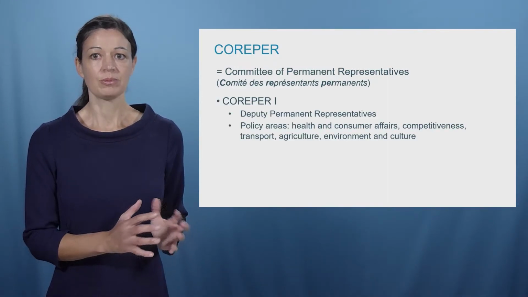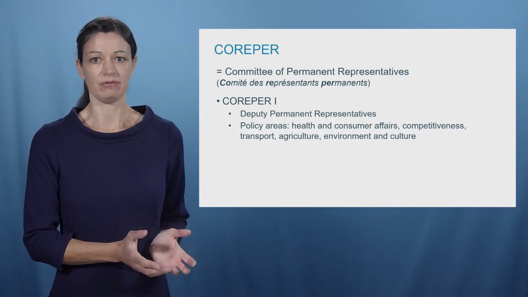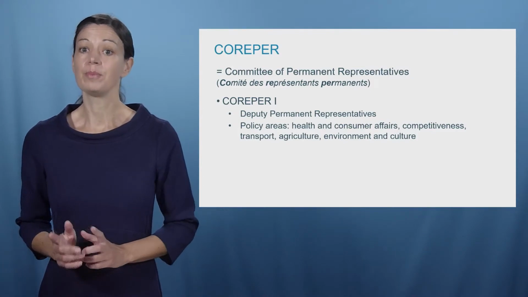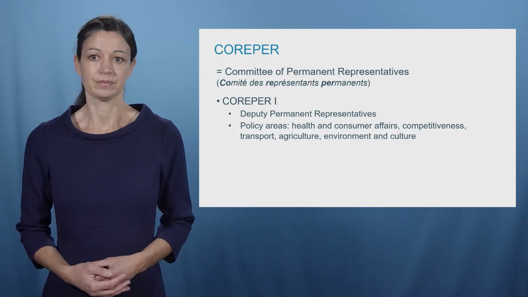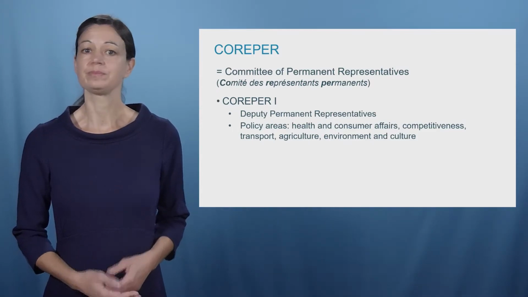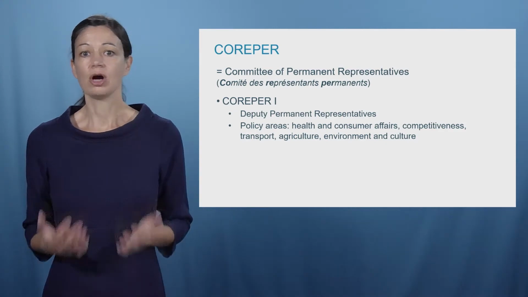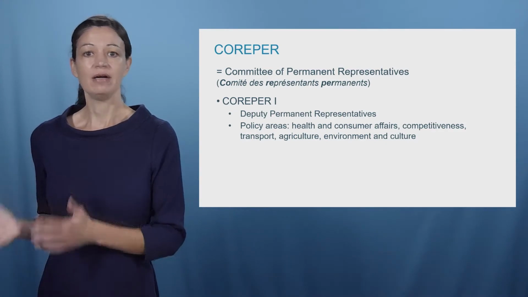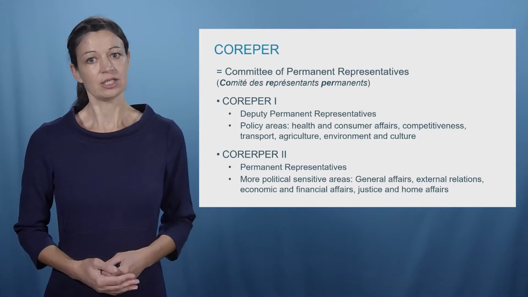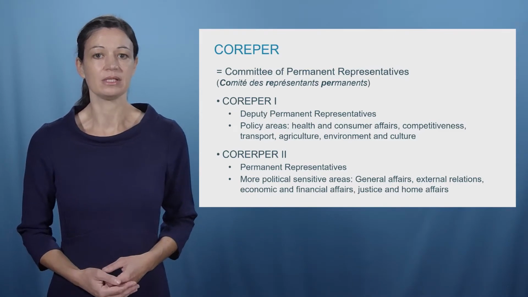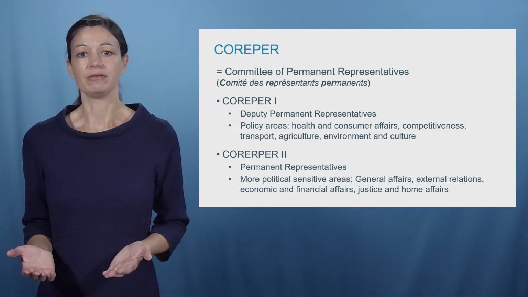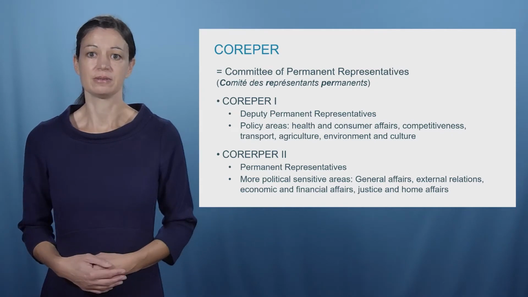Coreper 1 brings together all deputy permanent representatives of the member states. And Coreper 2 is the meeting of the permanent representatives themselves. Coreper 1 is in charge of policy areas including health and consumer affairs, competitiveness, transportation, environment, and culture. Coreper 2 is in charge of the more politically sensitive policy areas, mainly general affairs and external relations, economic and financial affairs, and justice and home affairs.